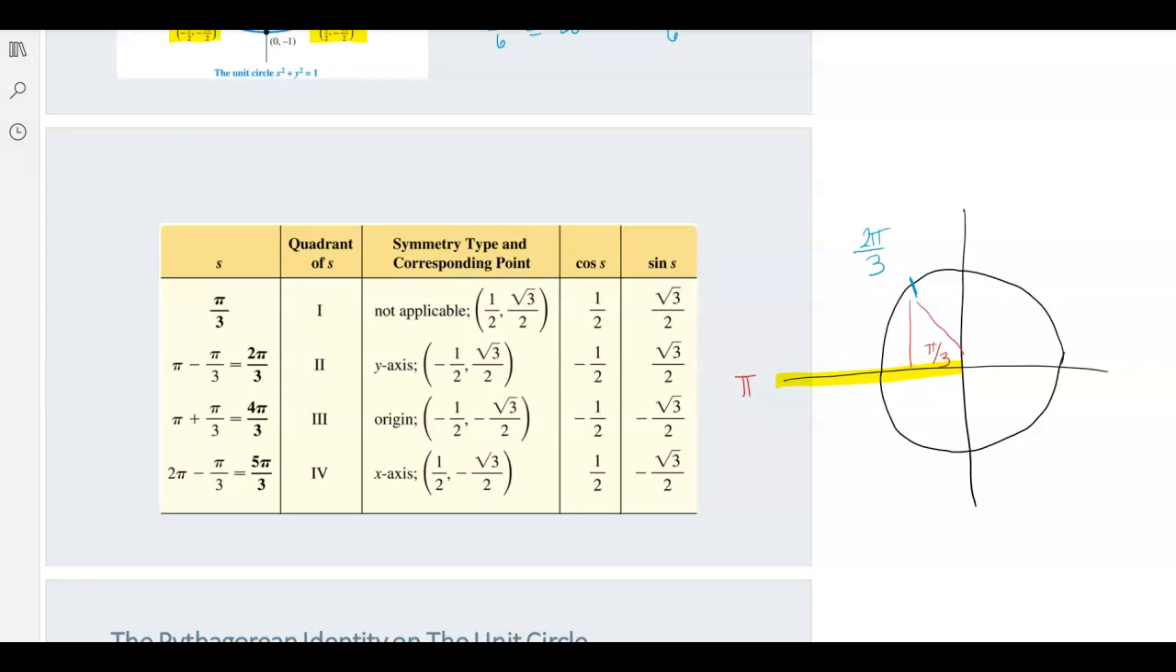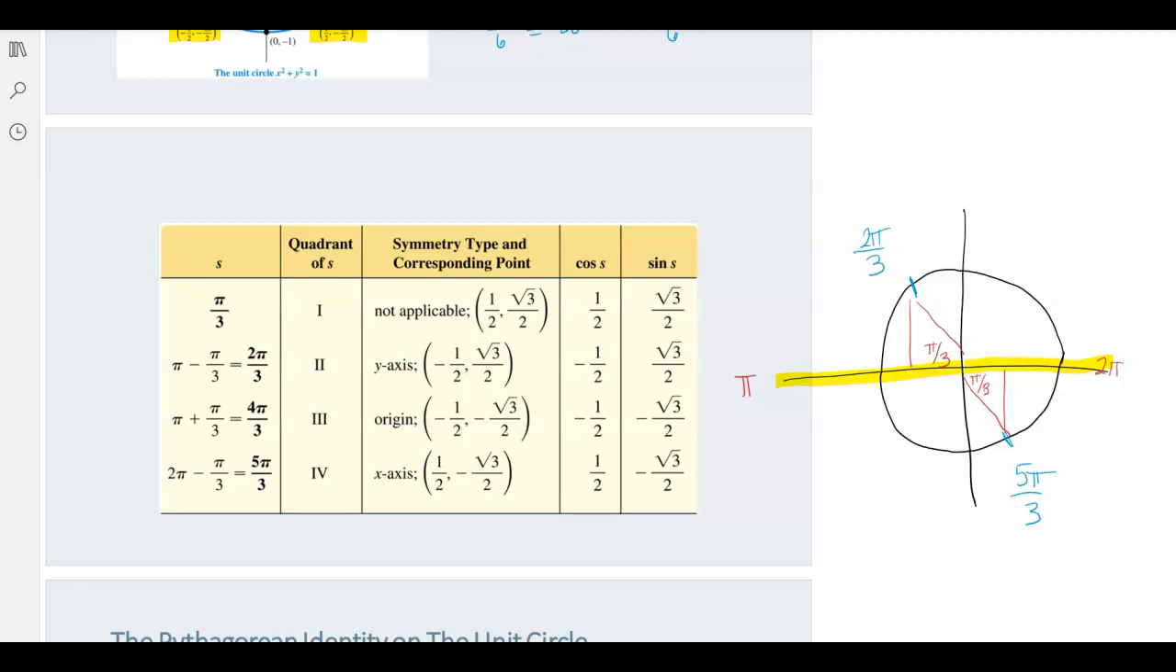If I were instead thinking about the angle over here, which is 5 pi over 3, the x-axis in that quadrant is here, and to get to that particular point, I would be going from 2 pi, and then also it's this pi over 3, this angle here, that's being subtracted to get back to this 5 pi over 3.